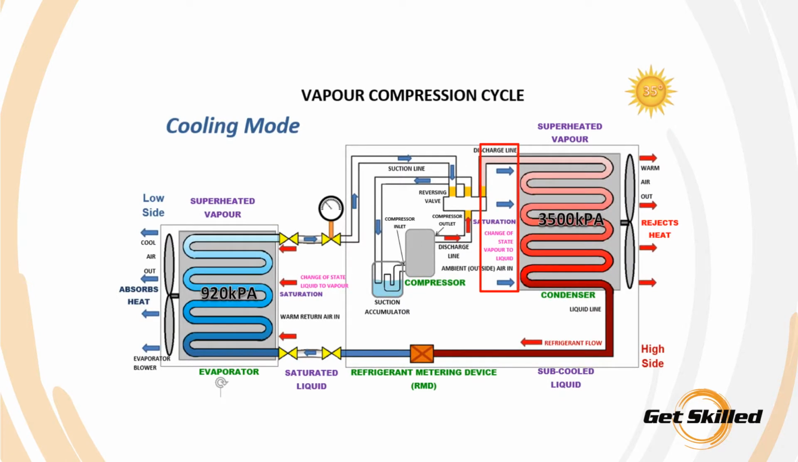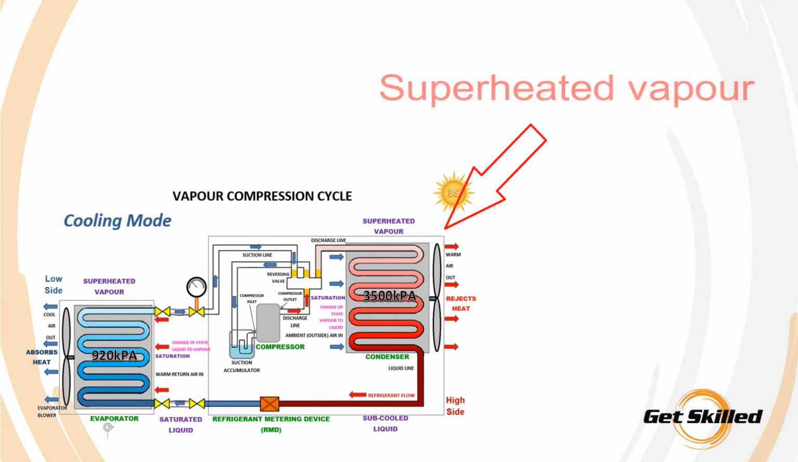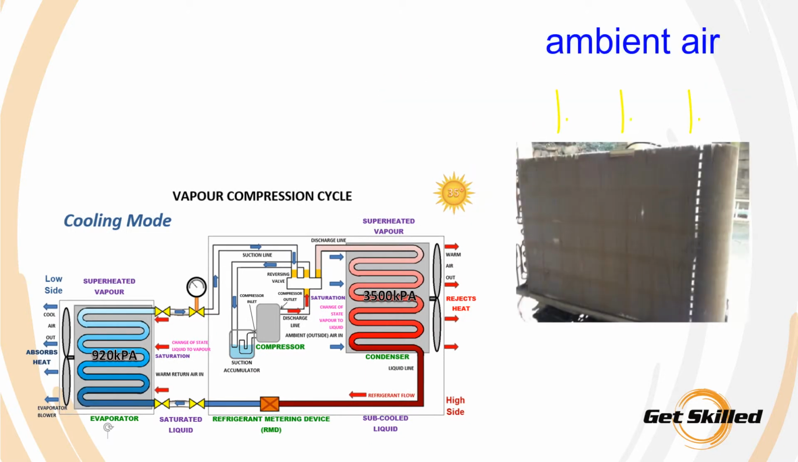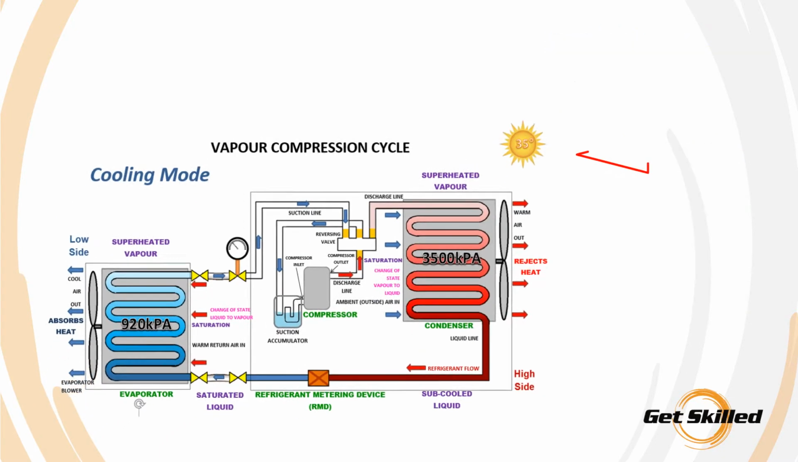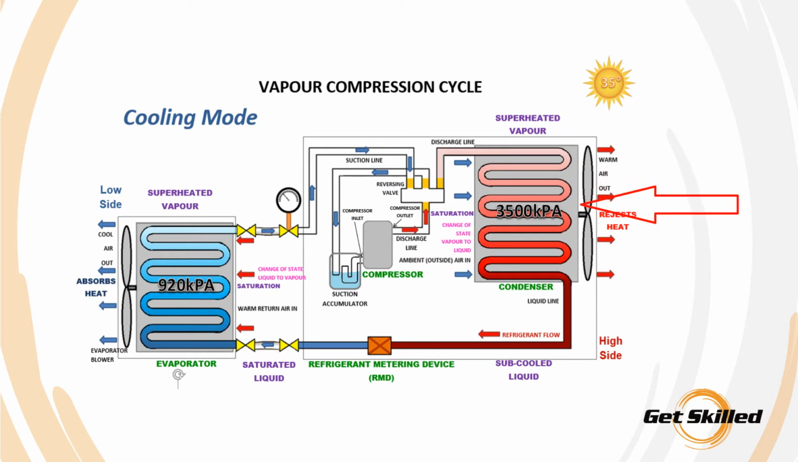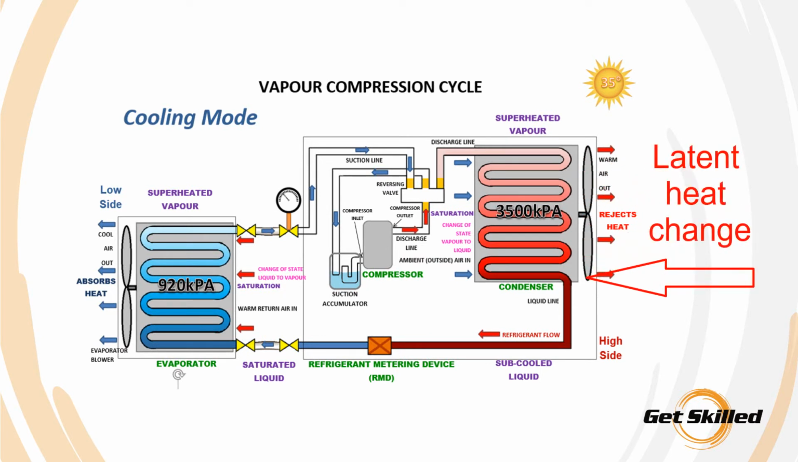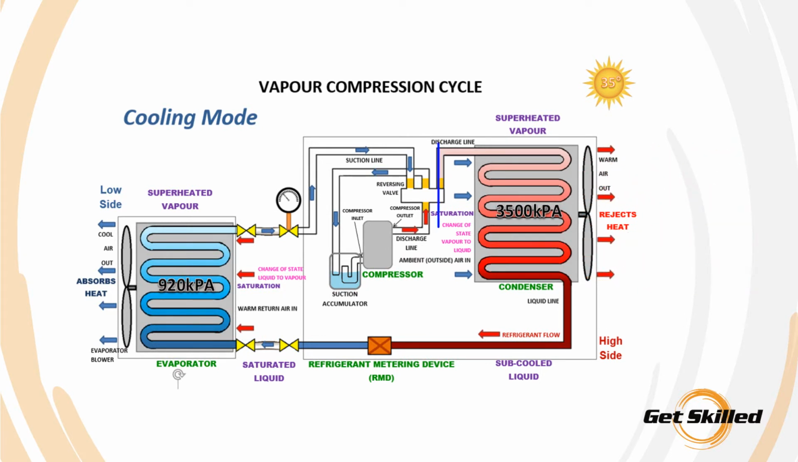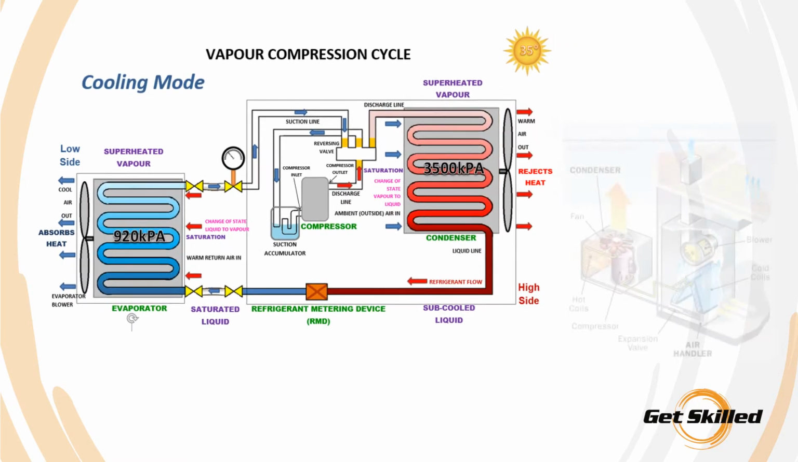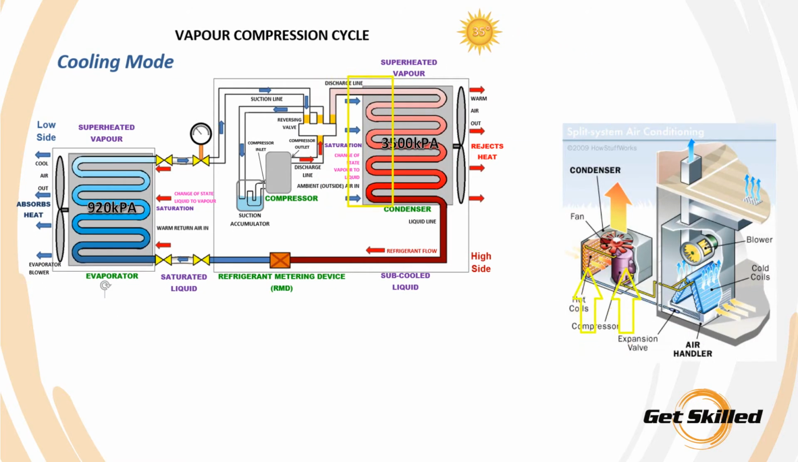The condenser rejects heat to the atmosphere on cooling mode. It removes heat from superheated refrigerant vapor by pulling ambient air over the finned coils from behind the unit to cause the refrigerant to condense to a liquid. This is a latent heat change of vaporization. The ambient air is heated through conduction, which results in warm air being rejected by the condenser. When in cooling mode, the air blowing out of the condenser will always feel warmer than the ambient air temperature.